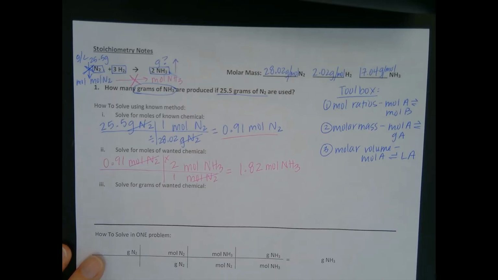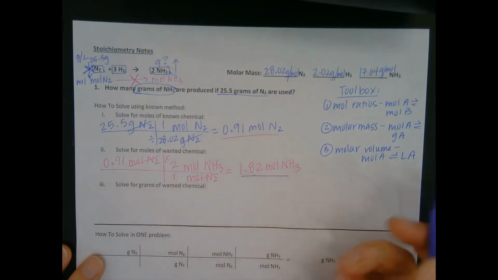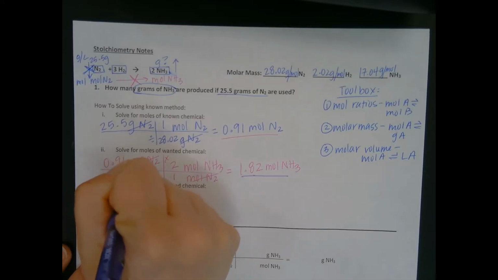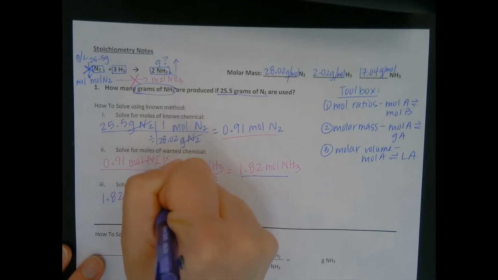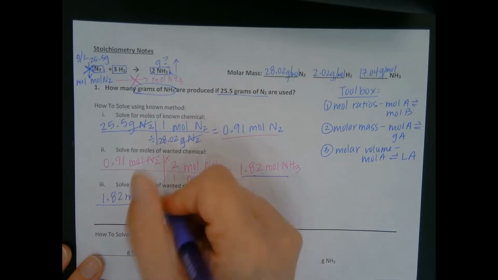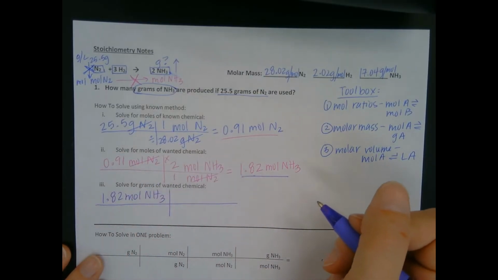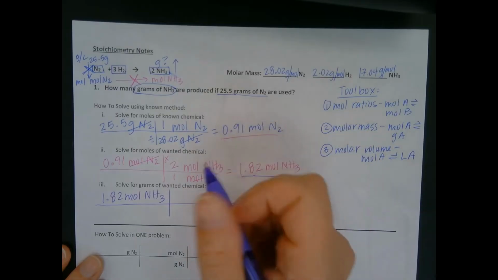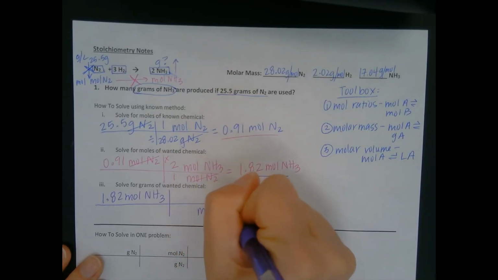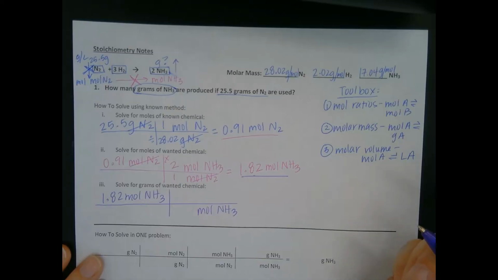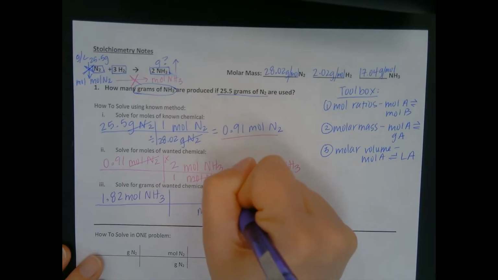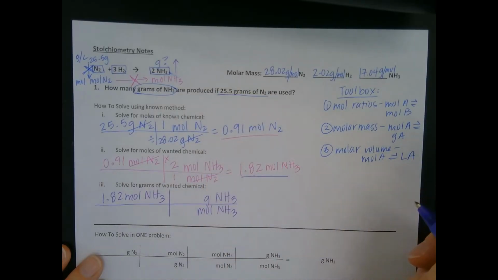And what's the new given? Perfect. So 1.82 mole NH3 is the new given. And I'm looking at my last arrow. So my mole of NH3 is going to cancel on the bottom. And what am I trying to find? Grams NH3, because that's what the problem asked me for. So that goes on the top. Looking at the toolbox, what do we have that connects grams and moles? Molar mass. So what number goes on the top?